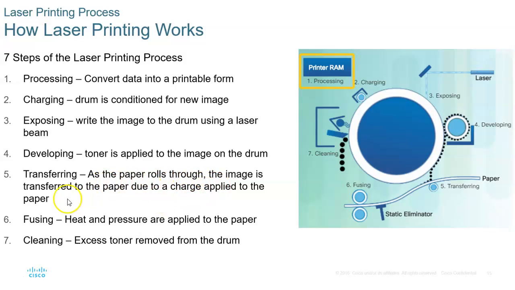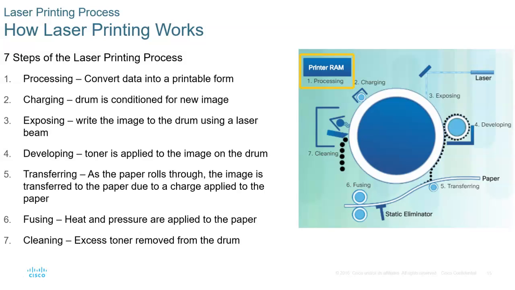As the paper rolls through, the image is transferred to the paper due to a charge that's applied to the paper. So the corona wire puts that positive charge on the paper, and because the drum was charged negatively, the toner on the drum can now be attracted to that paper.